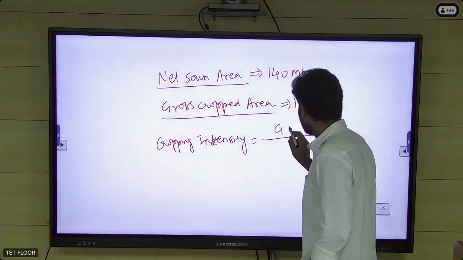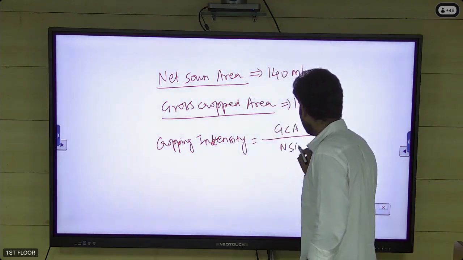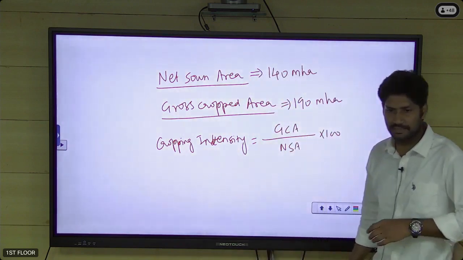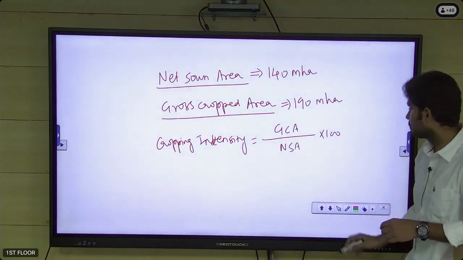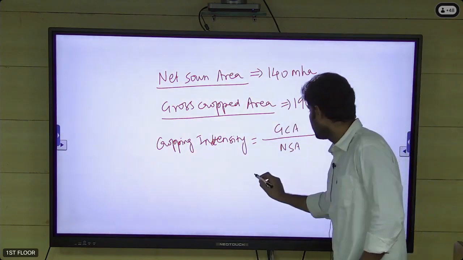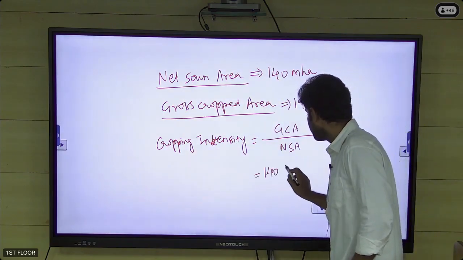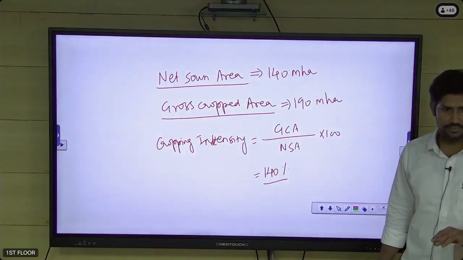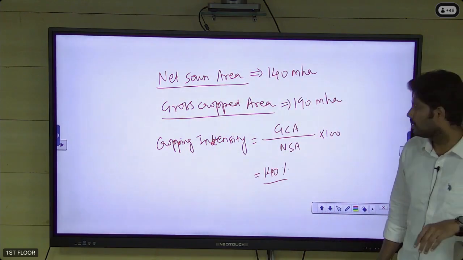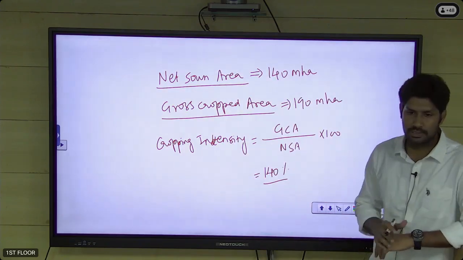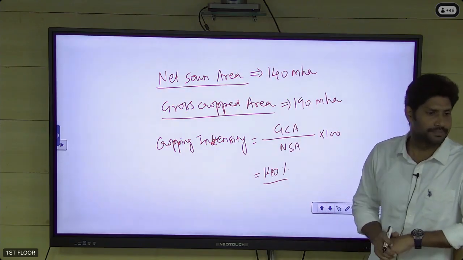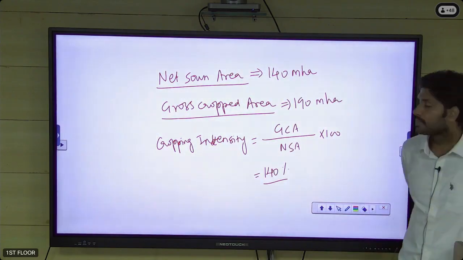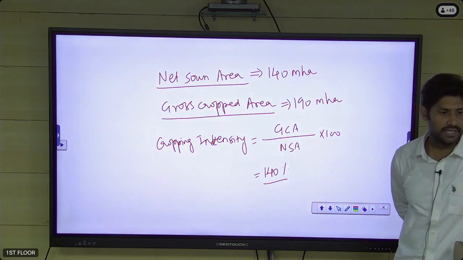So gross cropped area divided by net sown area into 100. This is the formula for the cropping intensity. So we will get approximately 140%. This is the cropping intensity in India at present. So what is the interpretation of these values? What is the meaning of each term? What is the meaning of net sown area?